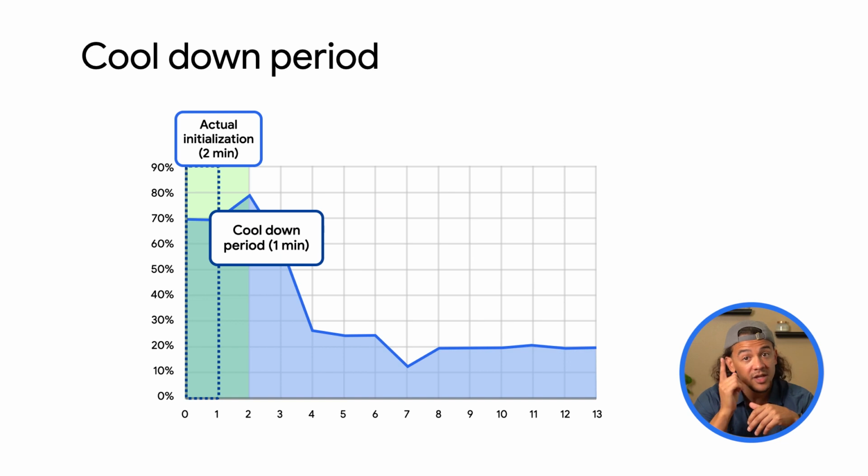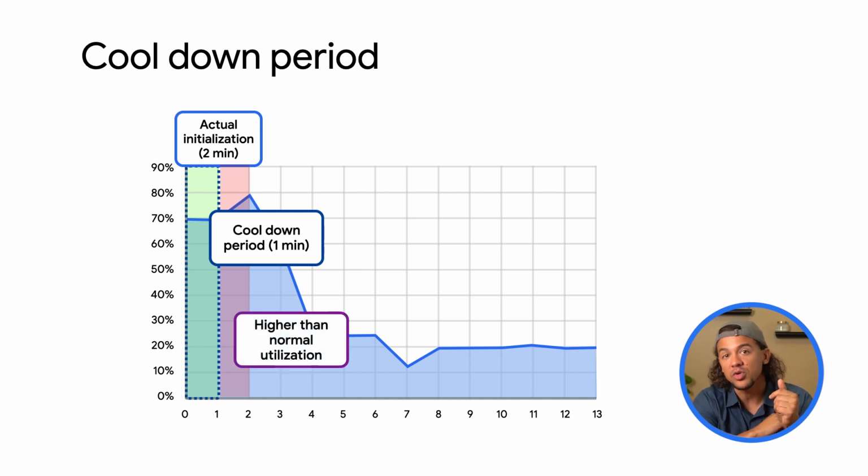On the flip side, if you specify a cooldown period that's shorter than it takes for your application to be ready, then it's possible for the autoscaler to get inaccurate utilization data because in some cases, CPU utilization while things are getting up and running is higher and isn't a reflection of normal use.